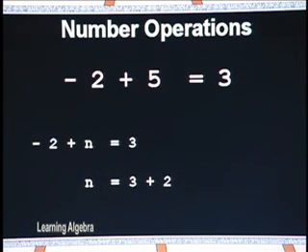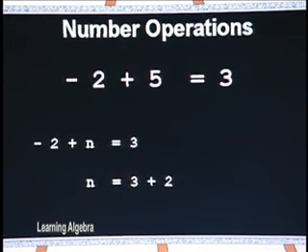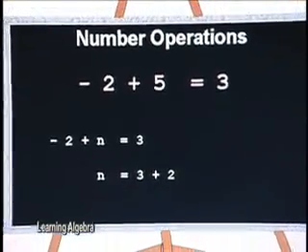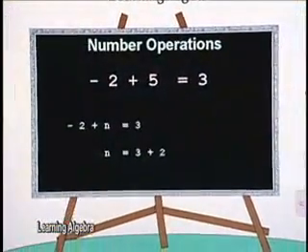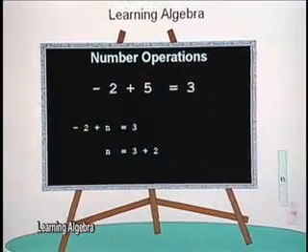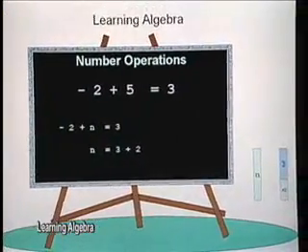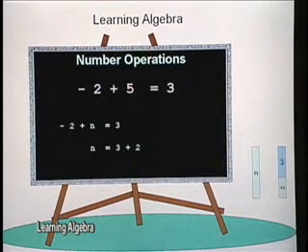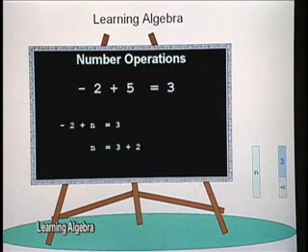Here, did you notice one thing? Minus 2 changed its sign. It was minus 2. Let's do this part again. Minus 2, when we move to the right hand side, changed the sign. So now we have 3 plus 2, which becomes equal to n. See, this is how we solve an algebraic equation.